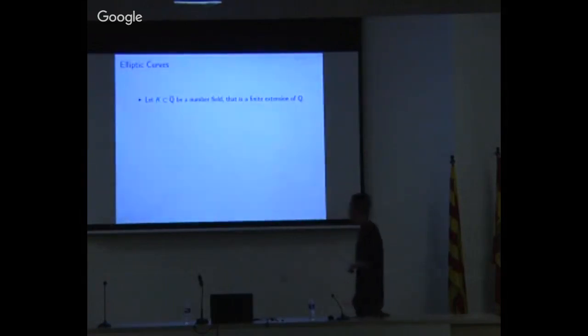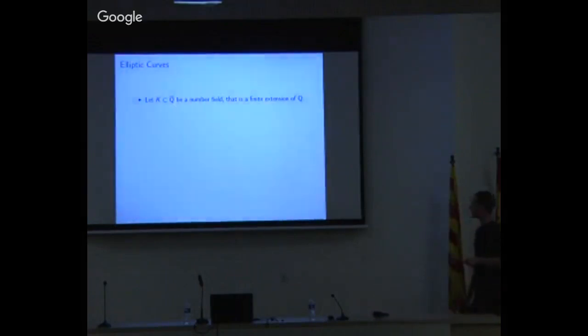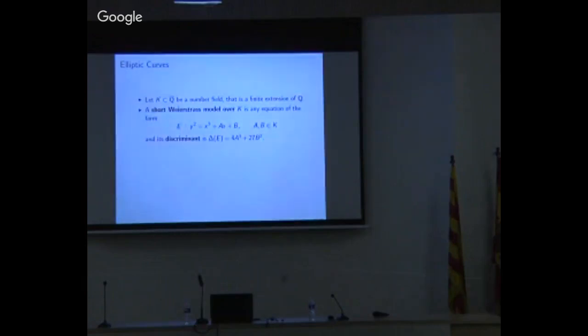So let's start by defining an elliptic curve. First, we consider a subfield K of the algebraic numbers that is a finite extension of Q. These fields, we call them number fields. And we define a Weierstrass model over a field K to be any equation of this form: y^2 = x^3 + ax + b, where a and b belong to the field K. This equation has the following discriminant that we compute from its coefficients. So now we assume that this number Δ_E is non-zero.